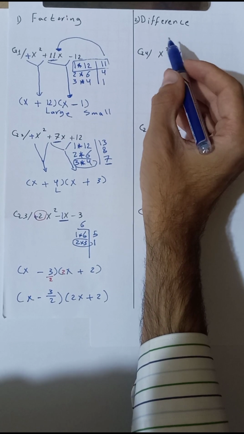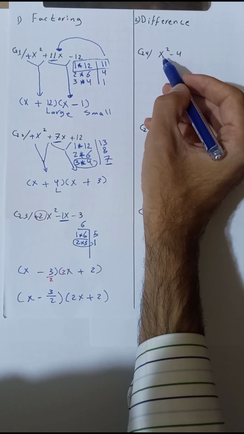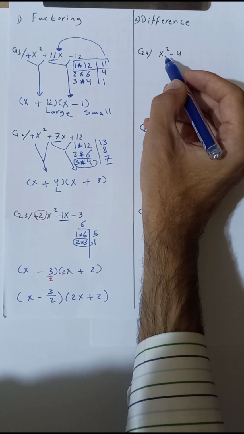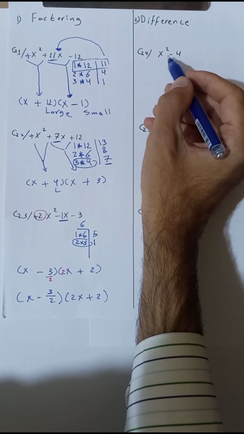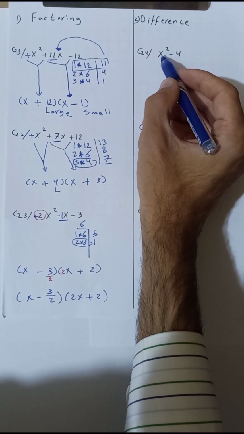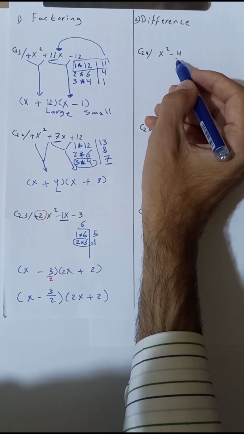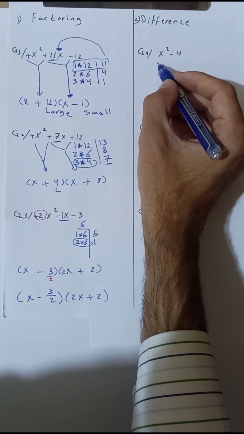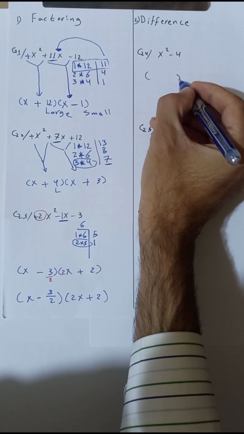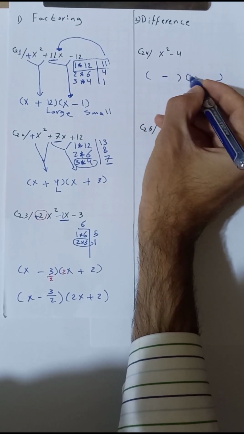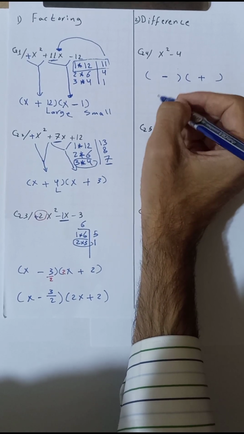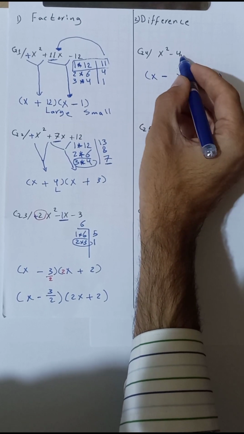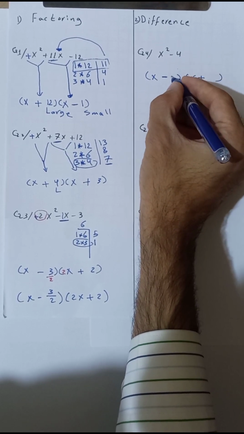Let's talk about difference. If we have two square terms, the both terms are different in signs. One of them is positive and one of them is negative. We're gonna open up two different parentheses. The square root of x squared is x. The square root of 4 is 2.